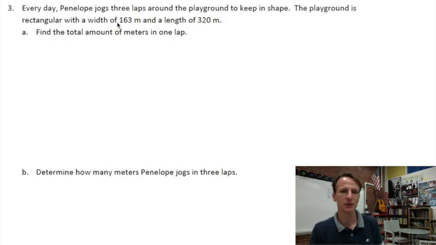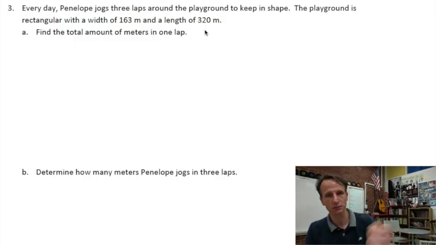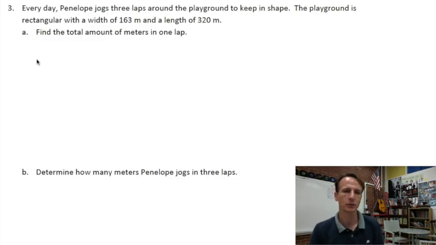Every day, Penelope jogs 3 laps around the playground to keep in shape. The playground is rectangular, with a width of 163 meters and a length of 320 meters. So let's find the total amount of meters in one lap. Okay, so let's draw it out. It's quite a simple rectangle to draw.